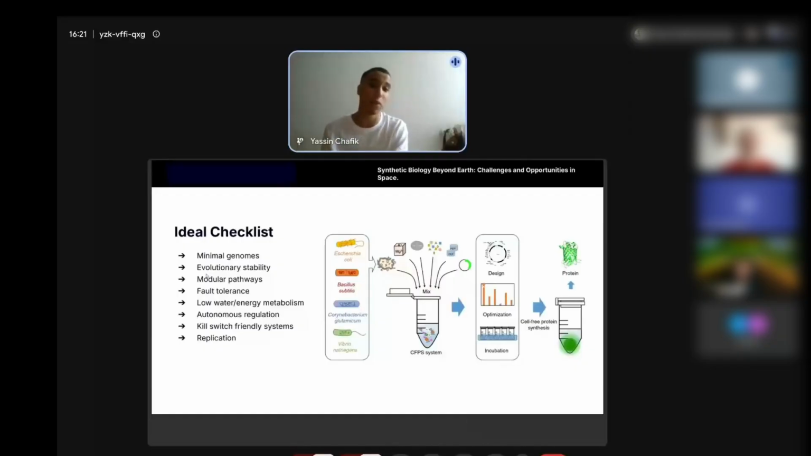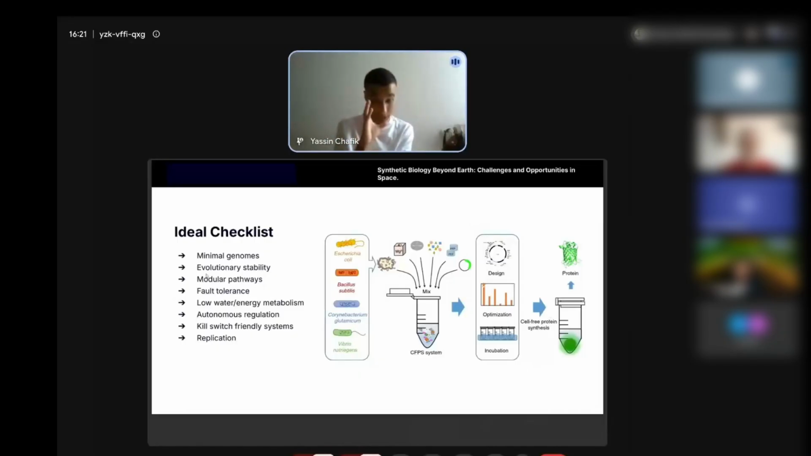And afterwards, fault tolerance, and you should have low water and energy metabolism and needs. That's why plants and mammalian cells are the lowest, because they are very complex and they are very needy. In those cases, they should have autonomous regulation, which is a little bit of an issue with all living beings.